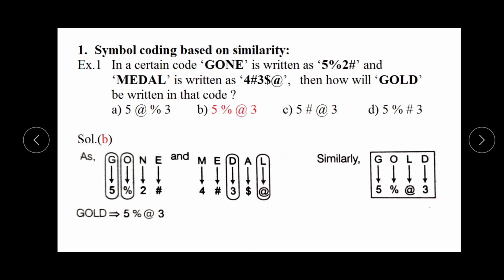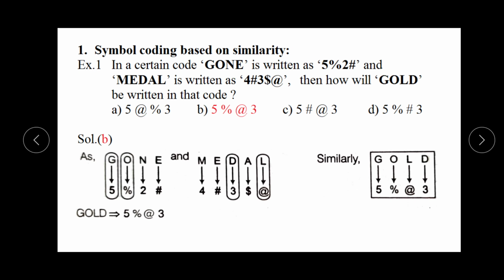The first one is symbol coding based on similarity. It means here we will compare the words according to their codes. We will check the codes according to the word. Like this: in a certain code, gone is written as 5%2#, and medal is written as 4#$3@. Then how will gold be written in that code?